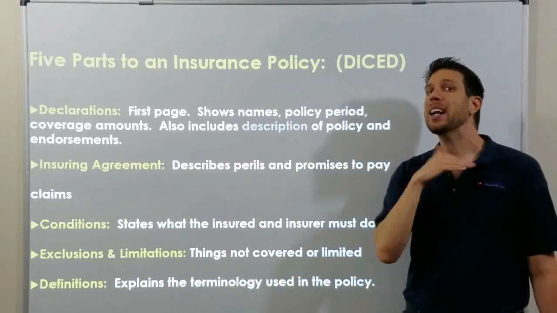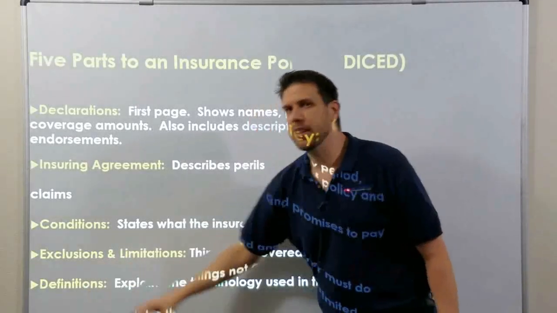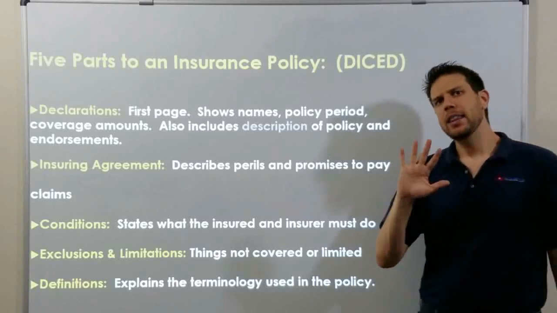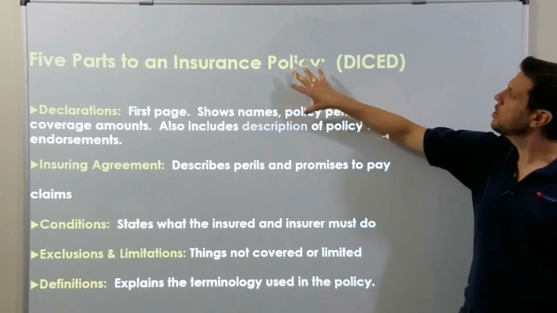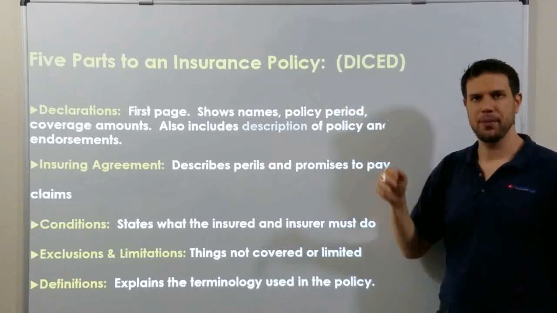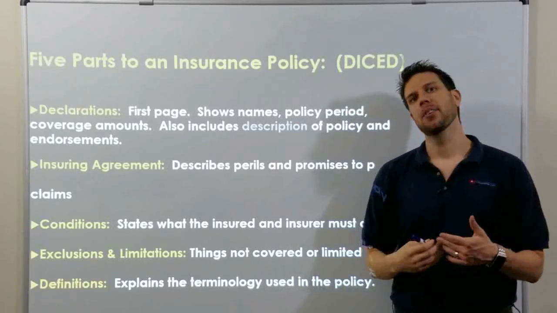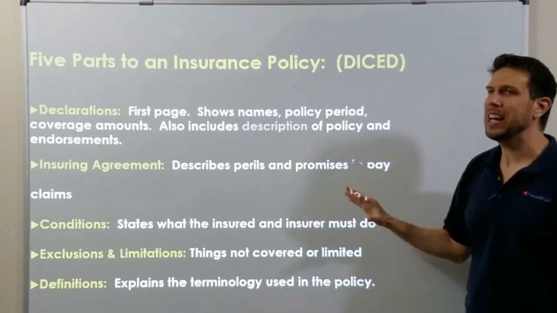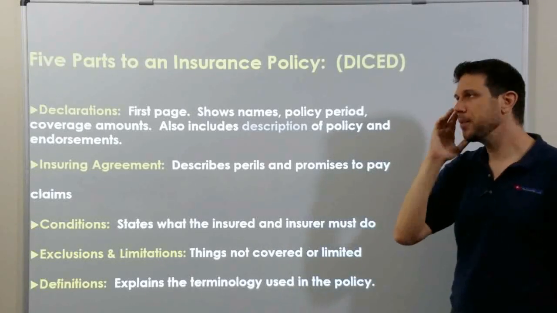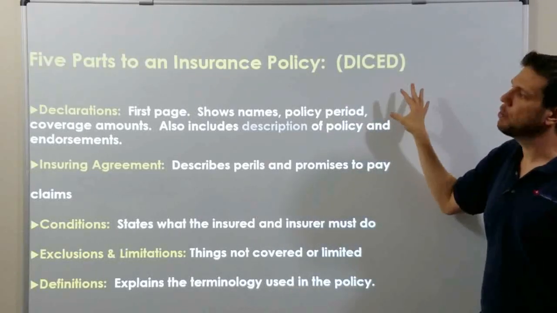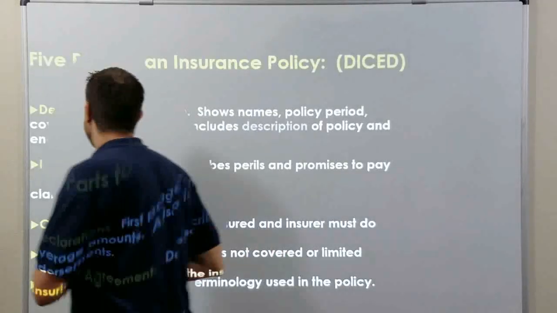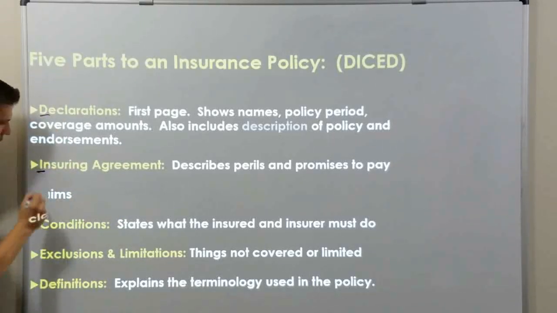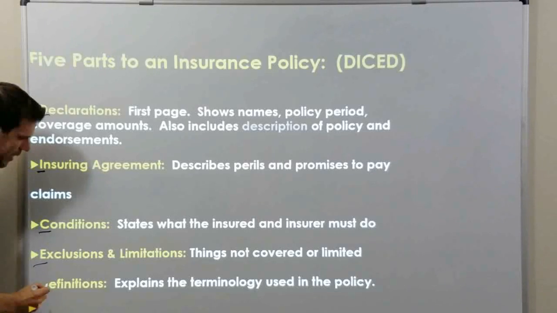Exclusions are things that are not covered, and definitions will clarify the terminology used in a policy. The 5 parts to an insurance policy spell an acronym known as DICE. This is something that I would put down on my important notes section, because this will be on every test and it's not easy to memorize all 5 parts. The acronym DICE helps you with that. The first letter in each part spells D-I-C-E, DICE: declarations page, insuring agreement, conditions, exclusions, and definitions.